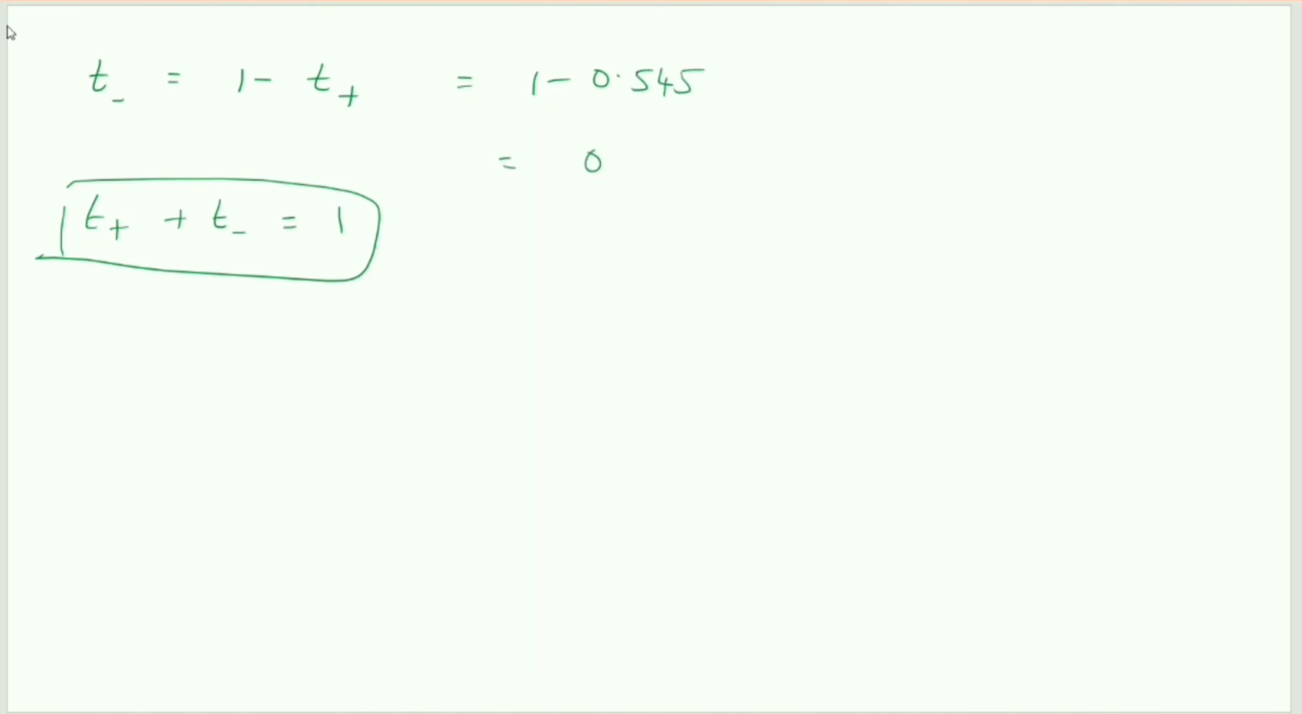T minus equals 1 minus T plus. Transport numbers T plus and T minus always sum to 1. So T minus equals 1 minus T plus. Therefore 1 minus 0.545 equals 0.455.